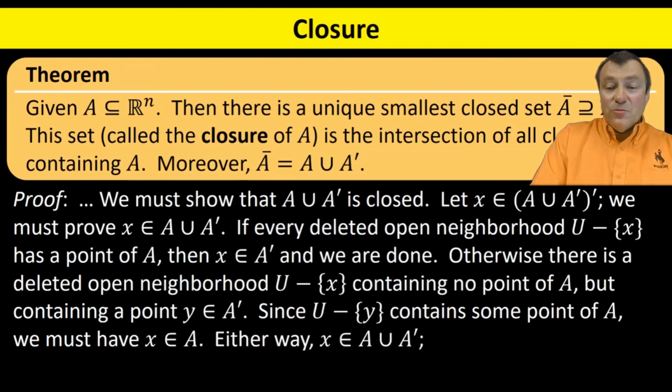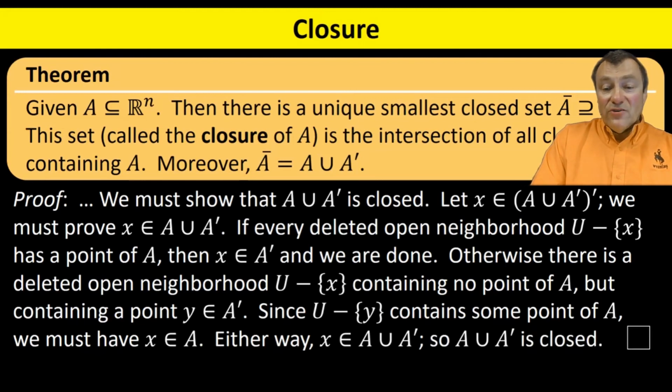You see, we had two possible cases. In the first case, x was in A prime. In the second case, x was in A. Either way, x must be in A union A prime. That is how we prove that A union A prime is closed. And I'll remind you that's the last thing we had to do to prove the theorem.